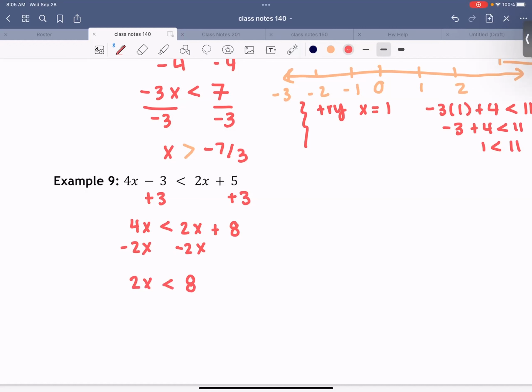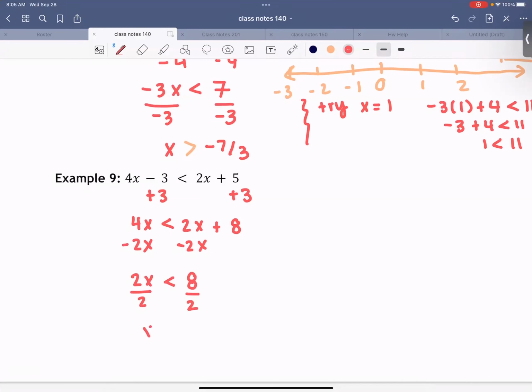Okay. Good. Oh yeah, sorry. Divide 2 on both sides. Good. All right, x is less than 4. Huh? You have to change the sign. So x is greater than 4. Do I have to change the sign? But when do we change the sign for inequalities? Multiplying and dividing by a negative number, right? Did I multiply? I know I stuck this in to trick you guys.